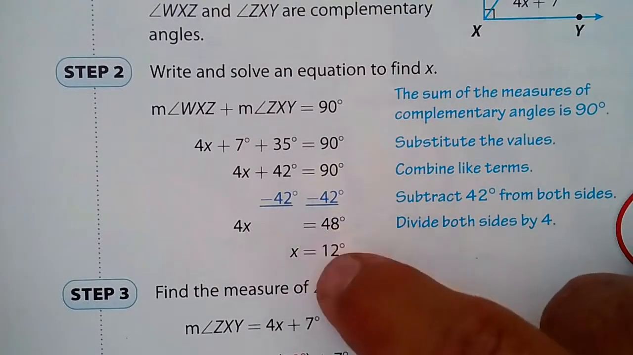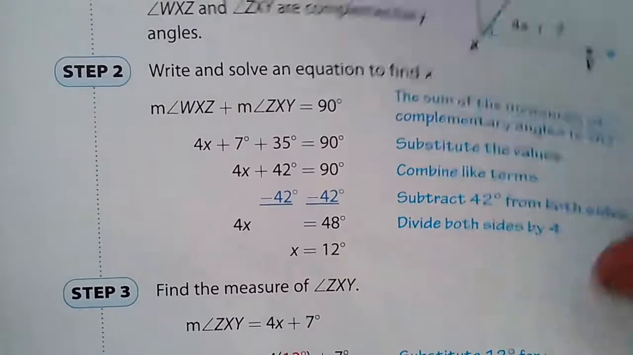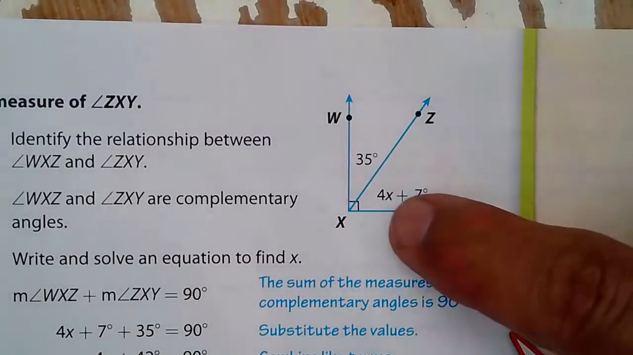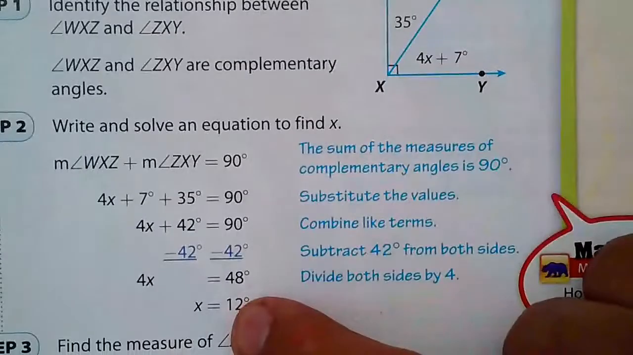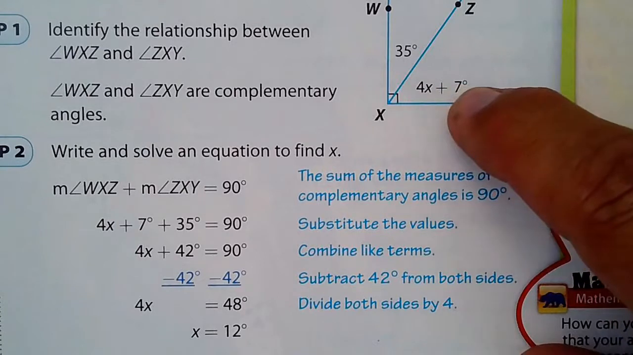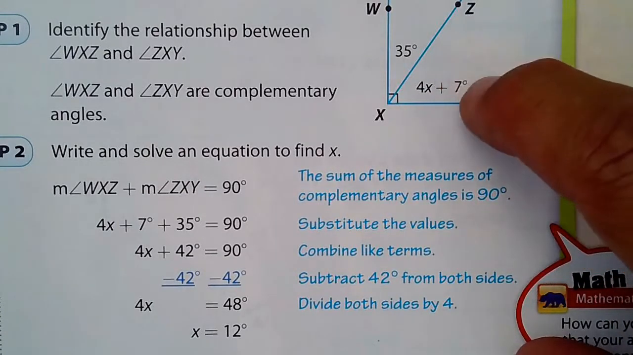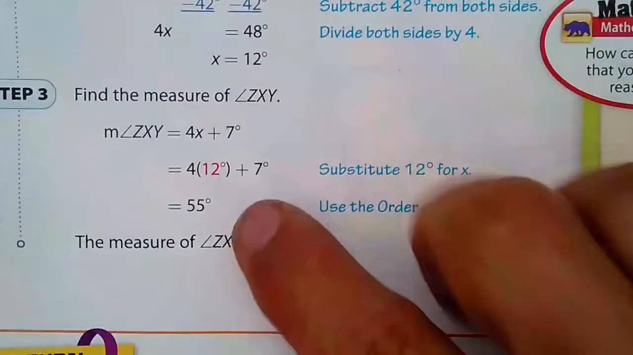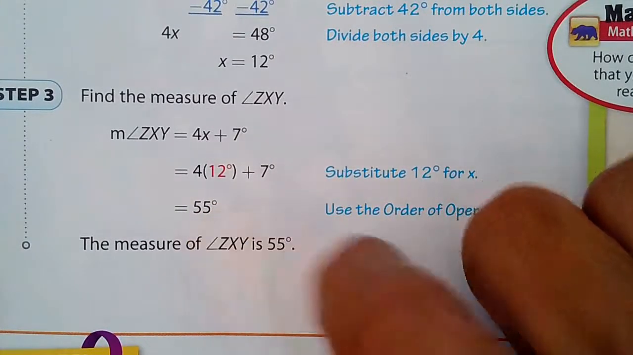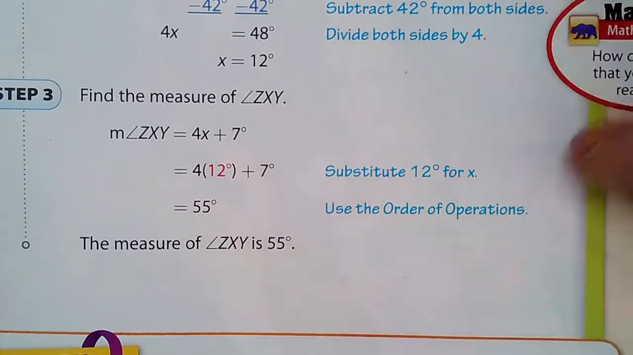But that's not our answer, though. What we have to do is to find the value of ZXY. We have to put that 12 in for x. So 4 times 12 plus 7. That's the measure of this angle right here. And they have this right here. 4 times 12 plus 7, that equals 55. The measure of that angle is 55 degrees. So we have this here.